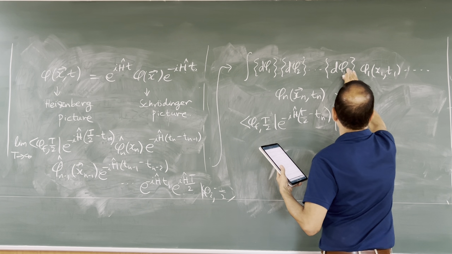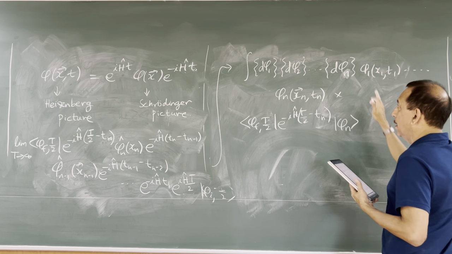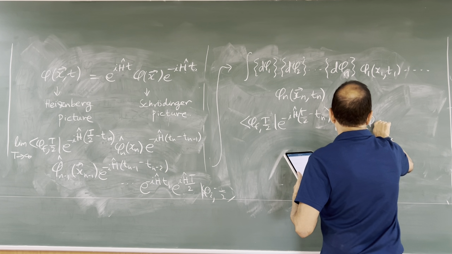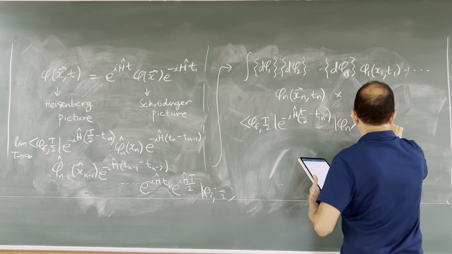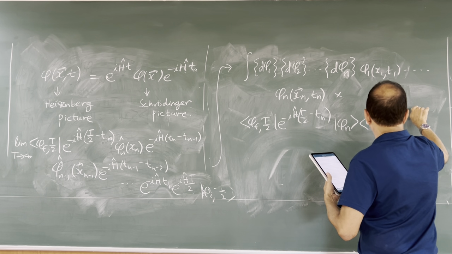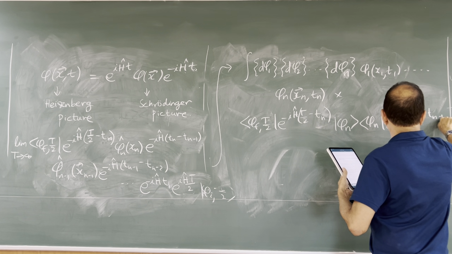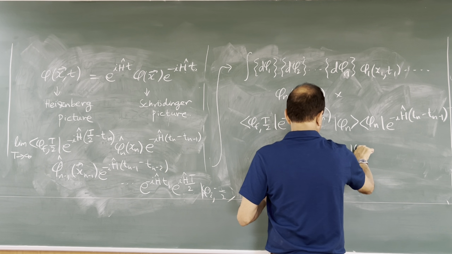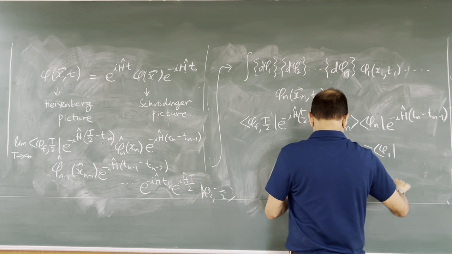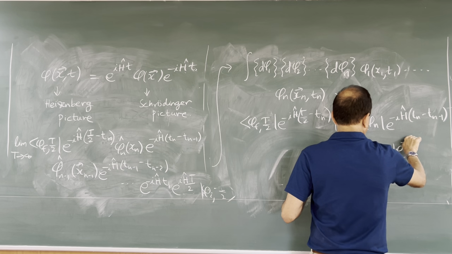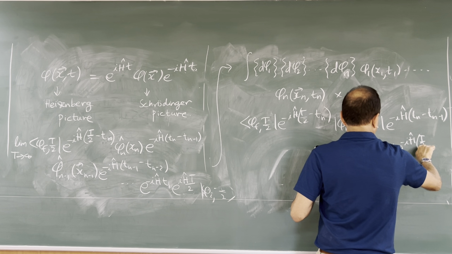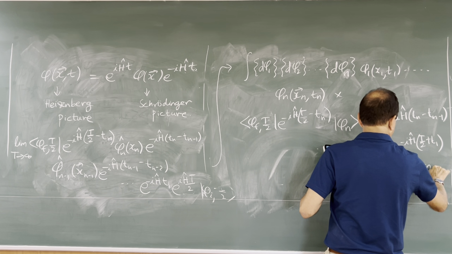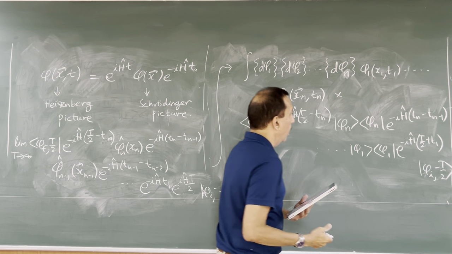Oh, sorry, this is actually not time steps. This is just a finite number. This n is the same as the number of fields I inserted. Okay, so what happened?